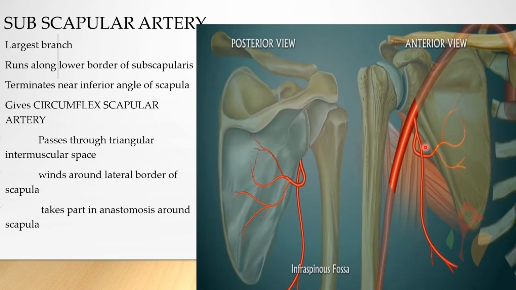It passes through the triangular intermuscular space. See, here you can see in this picture, which is the anterior view, this is the triangular space. There are three spaces, right? This is the triangular space. From this, it arises anteriorly. From this space, it goes back in this way, here posterior. It comes like this and winds around the lateral border of the scapula. This is the lateral border and it takes part in the anastomosis. So this is the subscapular artery.